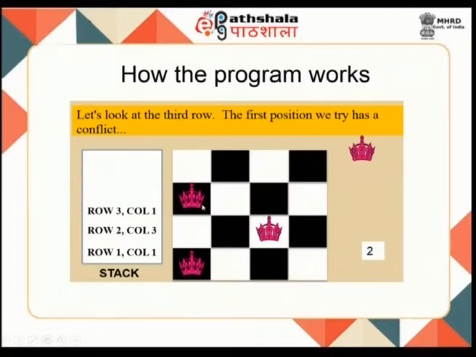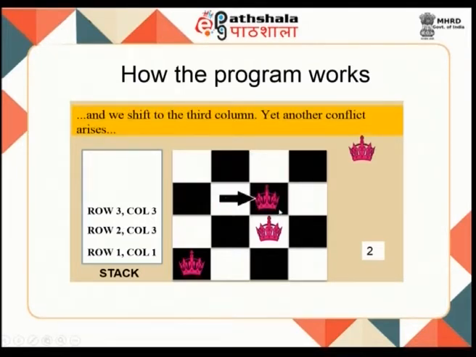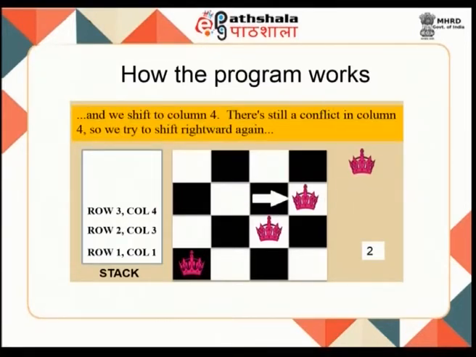Here we cannot place the third queen because there is a clash. We cannot place it here because of the diagonal clash with the second queen. We cannot place it here because of the vertical or column clash. We cannot place it here again because of the diagonal clash.